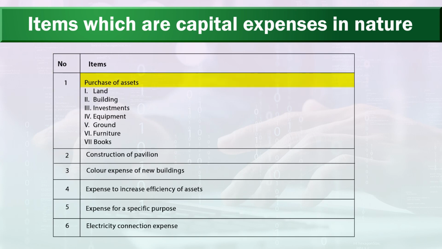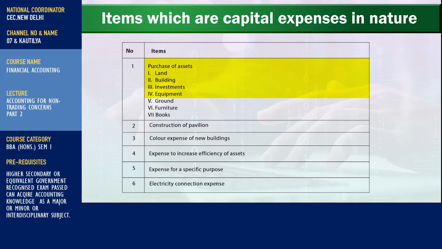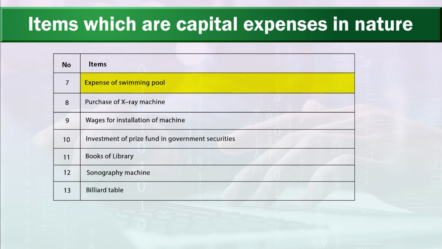Let us see these items which are capital expenses in nature. 1. Purchase of assets, which includes land, building, investments, equipments, ground, furniture and books. 2. Construction of pavilion. 3. Color expenses of new buildings. 4. Expense to increase efficiency of assets. 5. Expense for a specific purpose. 6. Electricity connection expense. 7. Expense of swimming pool. 8. Purchase of X-ray machine. 9. Wages for installation of machine.